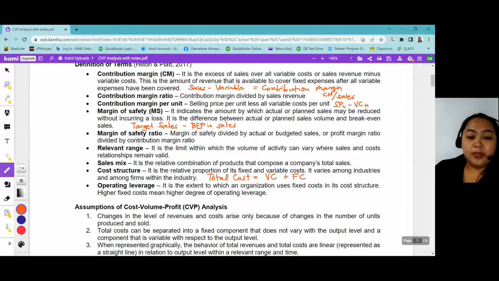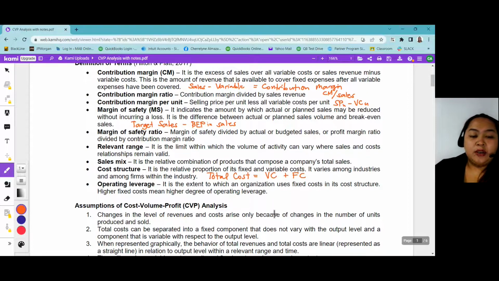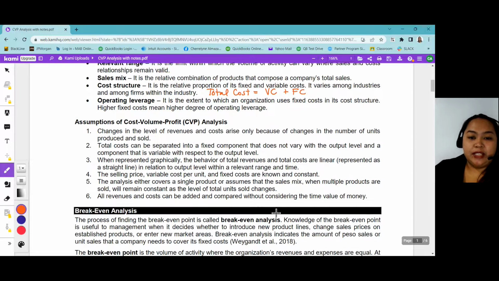Operating leverage, it is the percentage as to how the organization utilizes its fixed cost in terms of its operation. Okay, so ano ba yung mga assumptions natin for CVP analysis? Okay, so number 1 assumption natin sa CVP analysis is that dapat ma-build up natin yung relationship ng ating cost. Okay? Dapat meron tayong equation for our cost.